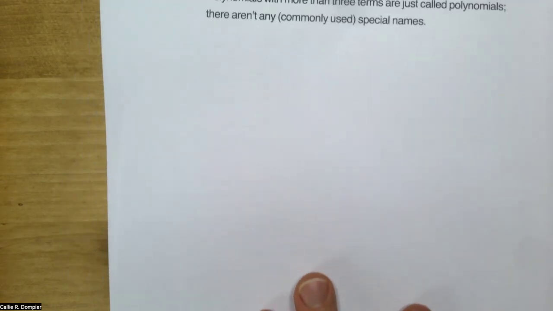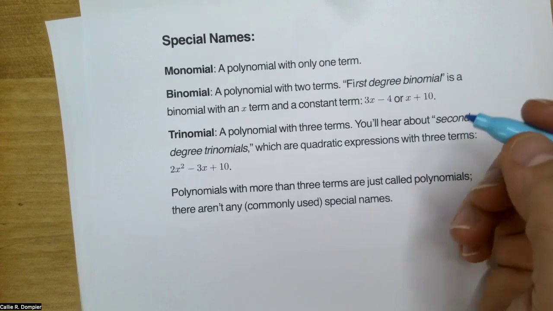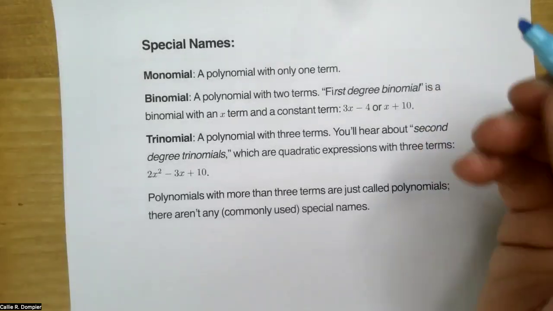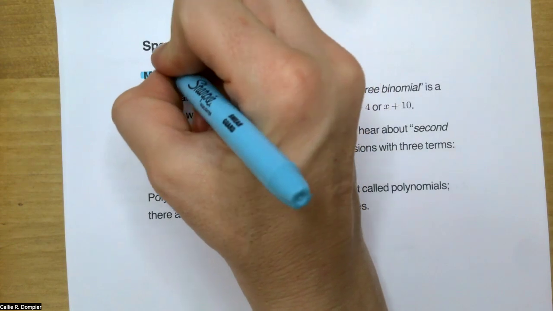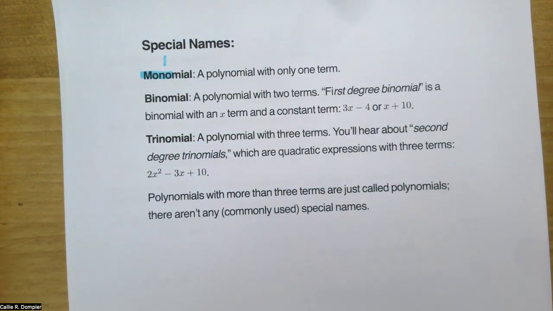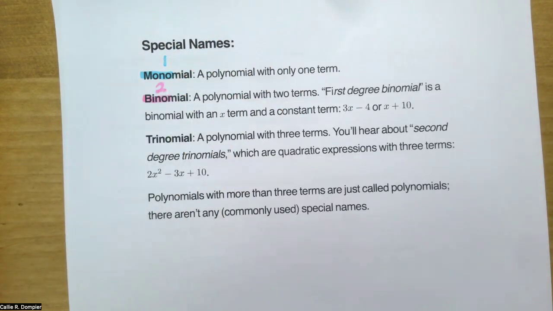Some notes. We're almost done. Some notes about polynomials. This is pretty straightforward, I think, but it is basically that if the polynomial has one term, it's a monomial. Monomial has one term. Binomial has two terms.